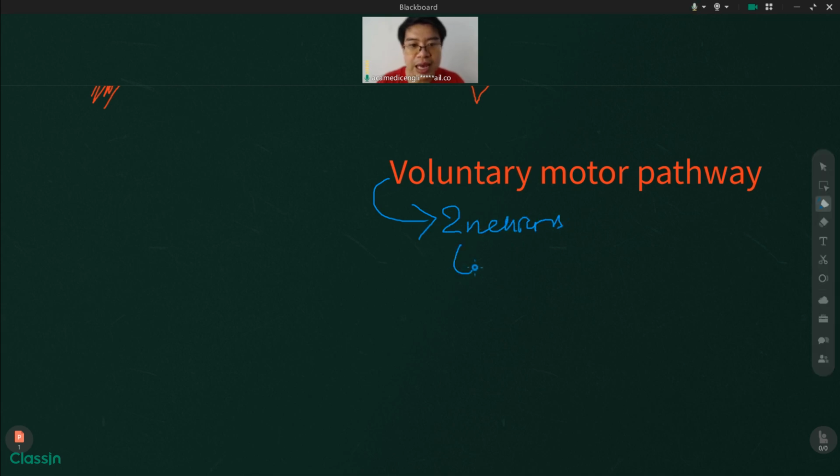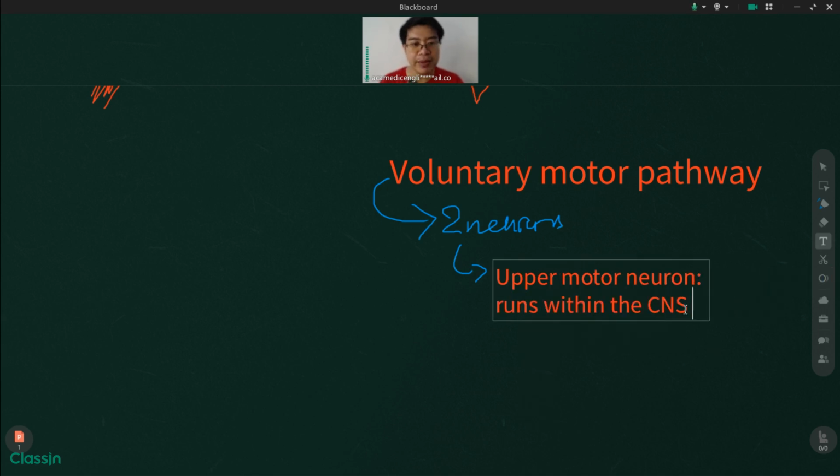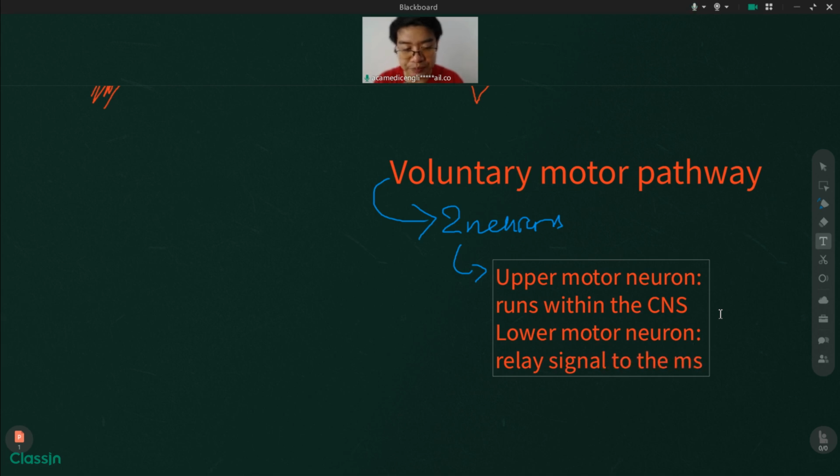Neuron number one is called the upper motor neuron, and this neuron is going to run within the CNS. The upper motor neuron is the motor neuron that runs within the CNS only. Then you will have a lower motor neuron, and this one has a cell body within the CNS. But as the axon goes out, it leaves the CNS to the muscles. So this lower motor neuron will relay signals to the muscles.